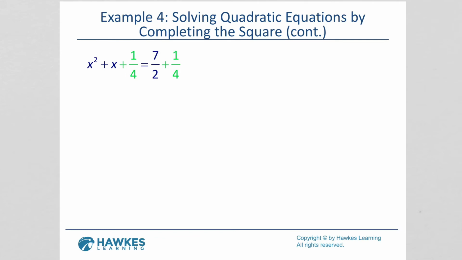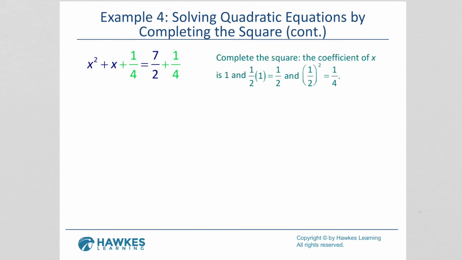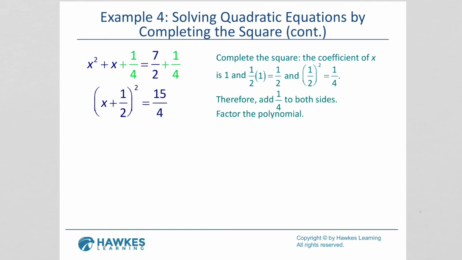Now we're going to add 1/4 to both sides. Again, to complete the square, you take the coefficient of x, which is 1, and you multiply it by 1/2. 1/2 of 1 is 1/2. Then you square that number. 1/2 squared is 1/4, and you add it to both sides. Then the left-hand side is going to factor into (x + 1/2) squared, equaling 15 over 4.